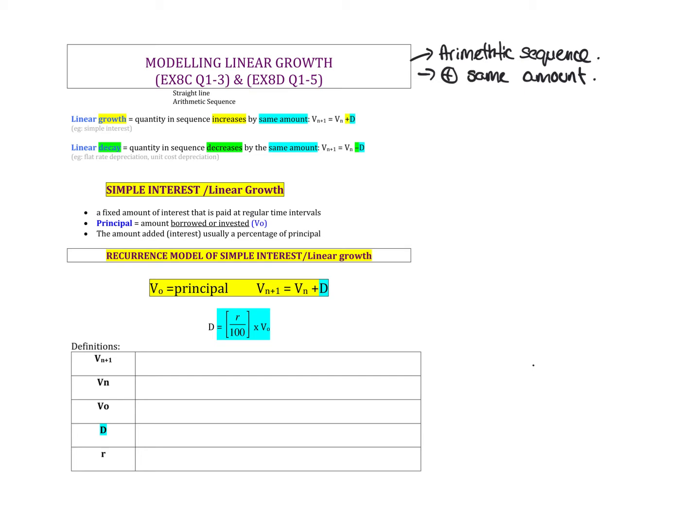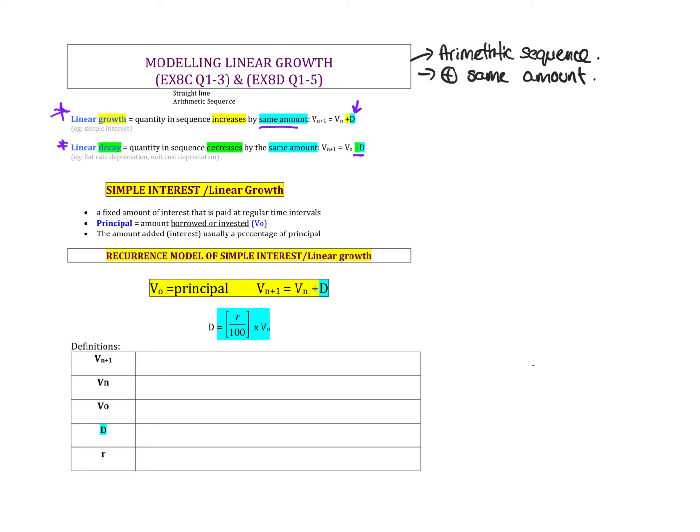Today we're going to be looking at the growth one. So growth is when you're adding the same amount. That same amount, in the summary formula you can see there, we give the letter D. So D is the same amount that you're adding on. If it was decay, which we'll do again tomorrow, it's when you're minusing this thing. But today we're going to do simple interest, which is growth.